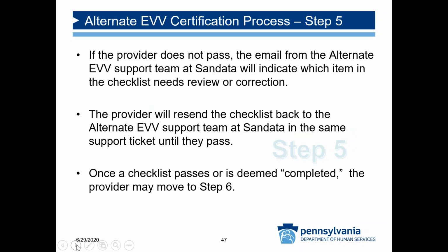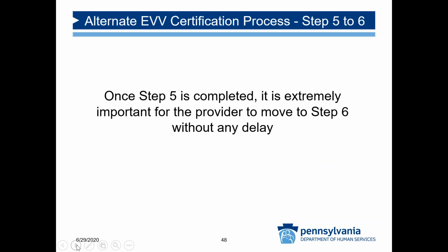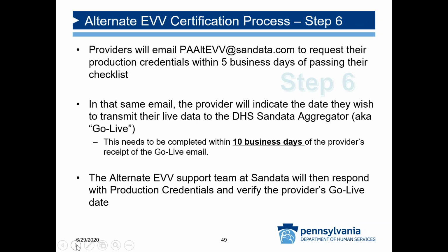If the provider does not pass, this again is in step 5, if the provider does not pass, the email from the alternate EVV support team at Sandata will indicate which item in the checklist needs review or correction. The provider will resend the checklist back to the alternate EVV support team at Sandata in the same support ticket until they pass. Once a checklist passes or is deemed completed, the provider may move to step 6. And once again, it is really important, once step 5 is completed, the provider should move to step 6 without any delay.